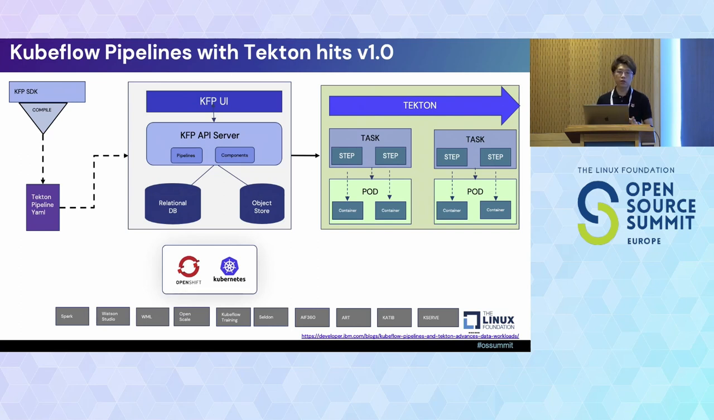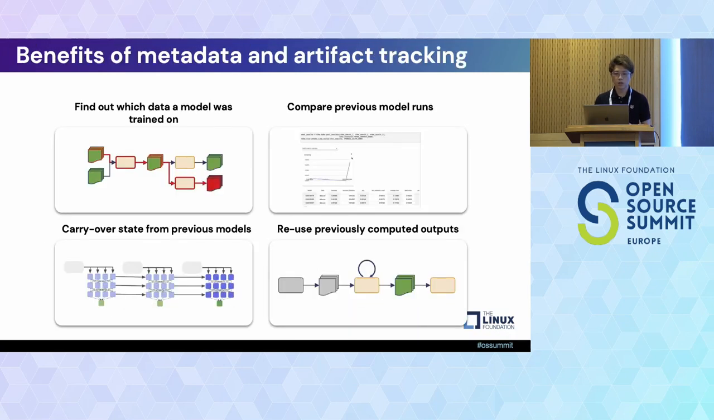Now we want to leverage additional features of Kubeflow Pipelines. Some of the nice features on Kubeflow Pipelines that Argo and Tekton didn't provide are metadata and artifact tracking. One of the main benefits is that once you have metadata and artifacts, and know how they've been used and consumed, you can easily find out which data a model was trained on. So you could go back and check your version of the data. And you could also compare previous model runs. When you modify, let's say, a hyperparameter, you could easily compare between two different runs.